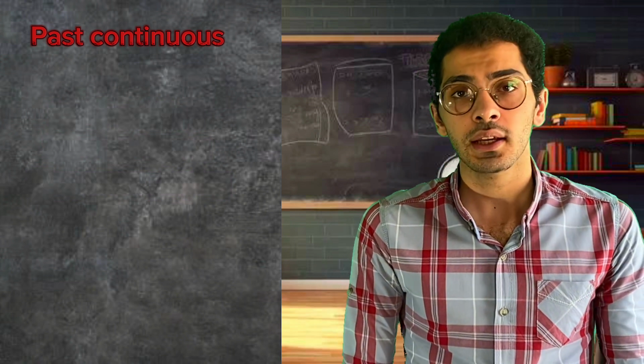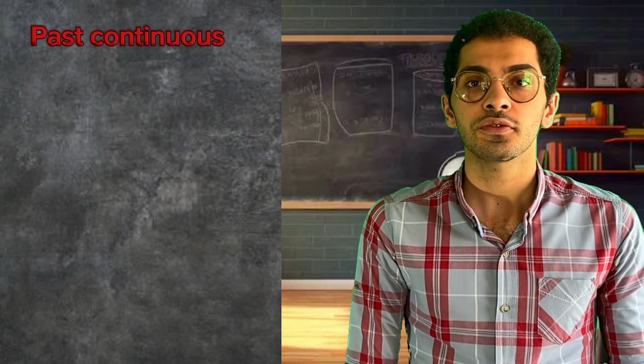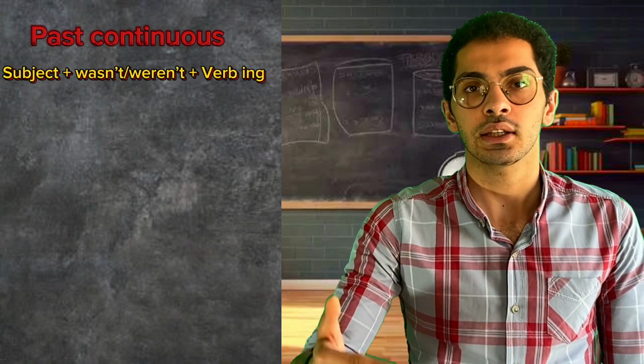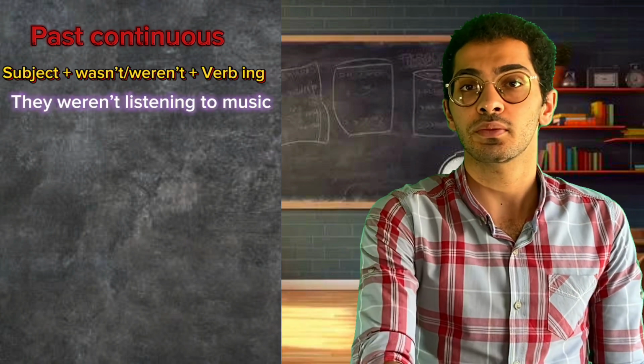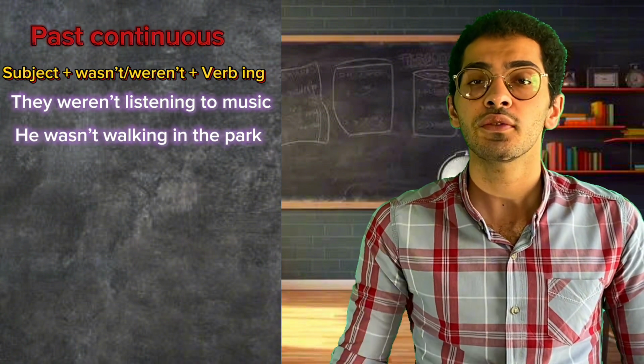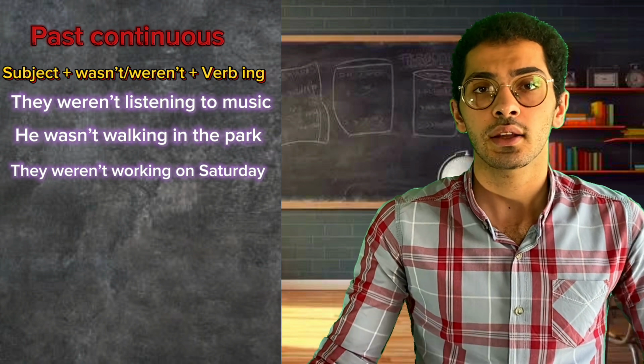And what about the negative form? Negative form, because we have to be verbs, we just add not. They weren't listening to music. He wasn't walking in the park. They weren't working on Saturday.